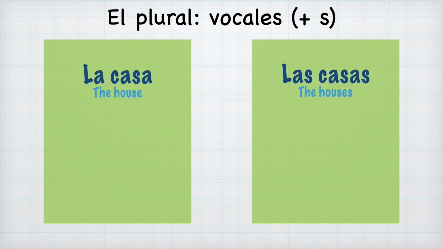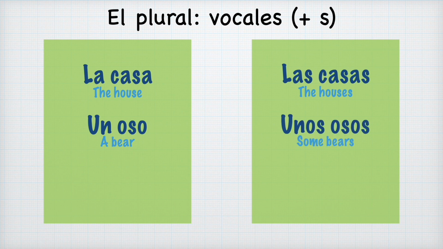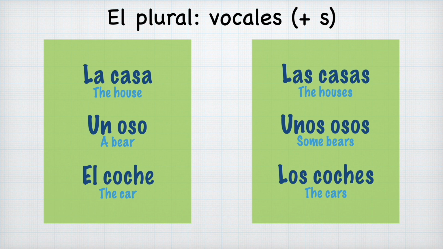In singular, we use la. In plural, we use las. Another example is un oso, a bear. In plural, we'll add the s, and it's going to turn into unos osos, and it means some bears. Another example is el coche, which means the car. And we're just going to add the s at the end of the word. Los coches, the cars. So again, if the word ends in a vowel, we'll just add the s to make it plural.